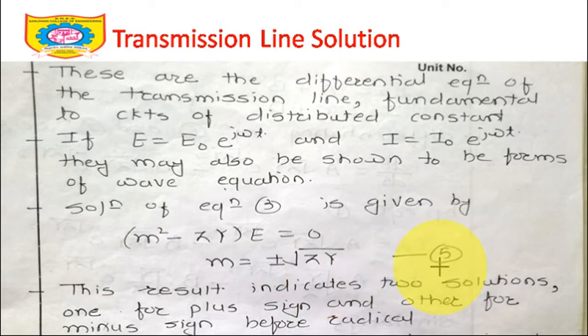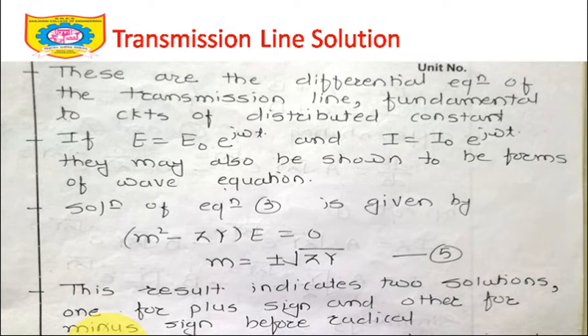These are just basic mathematical concepts which you have already studied in M1, M2, M3. So you know the basic concepts of the differential equation. I got two roots for this differential equation, m equal to plus root ZY and m equal to minus root ZY. You already know capital Z and capital Y here are Z equal to R plus j omega L and Y equal to G plus j omega C. So this result indicates that there are two solutions, one with a plus sign and other with a minus sign of the radical. So it is C1 e raised to plus root ZY into L, since it is a length L of the transmission line, plus C2 e raised to minus root ZY into L, where L is once again a length of the transmission line.